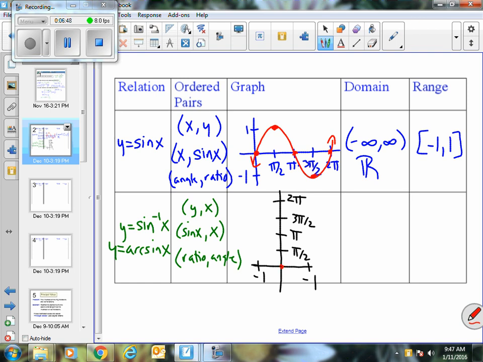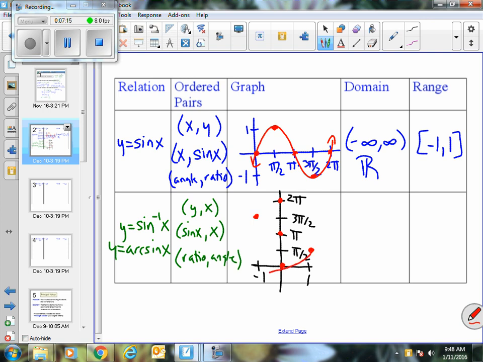So 0, 0 would stay the same. We had the point pi over 2, 1. Oops, why did I label that a -1? That's crazy. That should be +1. Sorry about that. So for this next point, pi over 2, 1 would be 1, pi over 2. And then we have pi, 0, so 0, pi. 3 pi over 2, -1, so -1, 3 pi over 2. And then 0, 2 pi would be the inverse for 2 pi, 0.